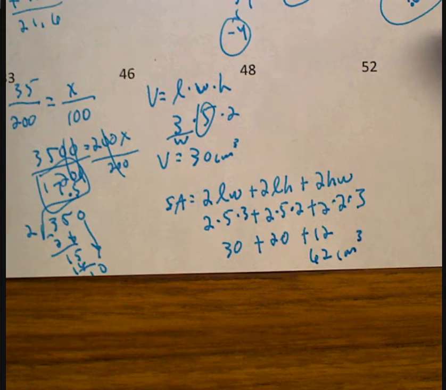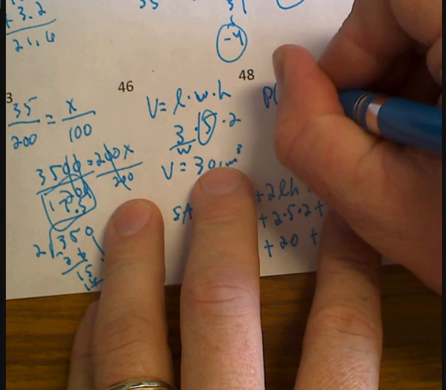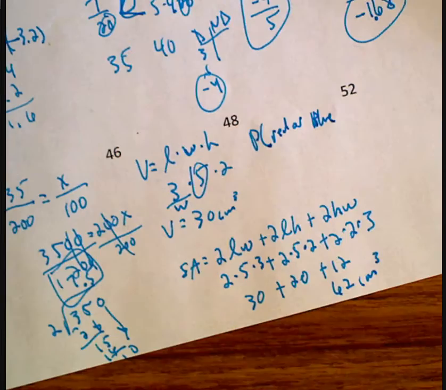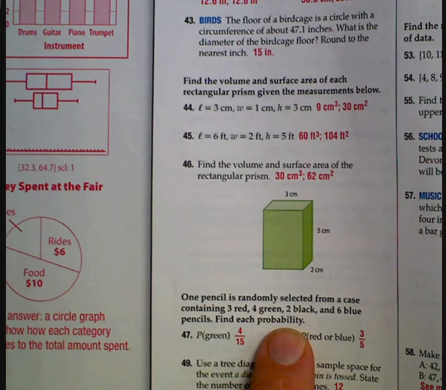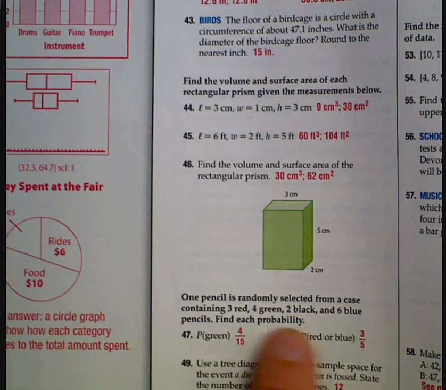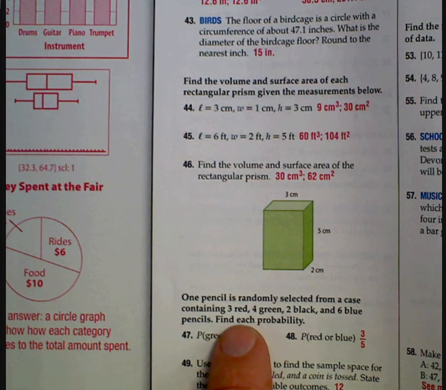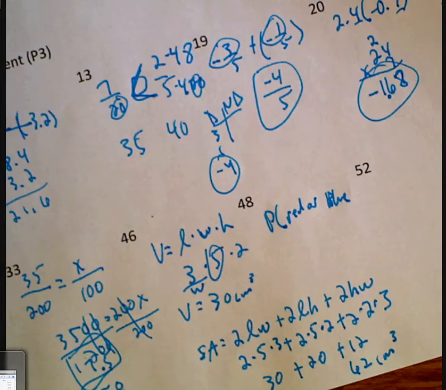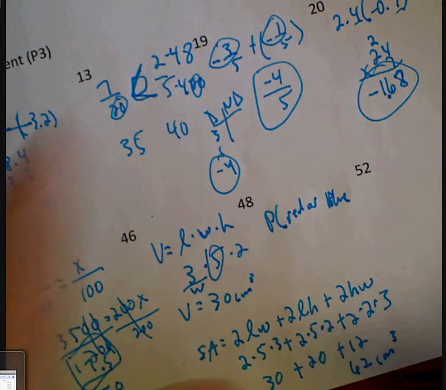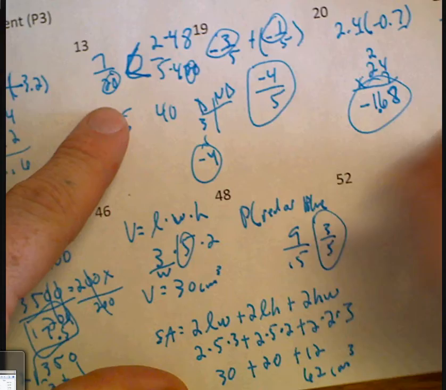Number 48, so I need to find the probability of red or blue. So I need to find red or blue. So I want over total. So red, there are 3. Blue, there are 6. 3 plus 6 is 9. And my total is, that's 7, 8, 9, 15. So that would be 9 over 15. 9 over 15 reduces to 3 over 5.